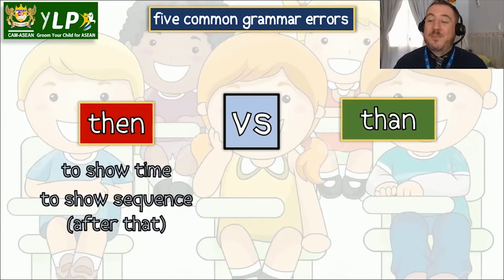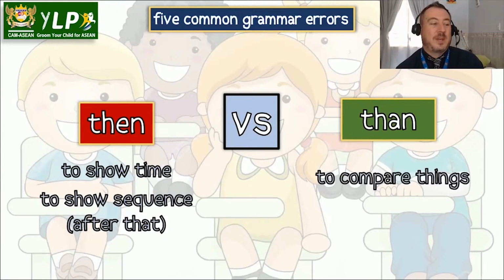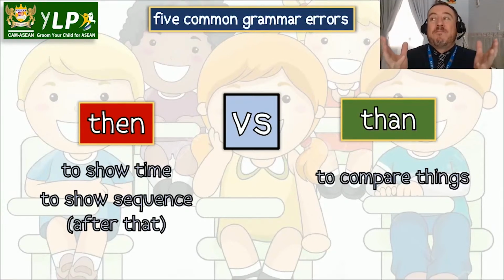And we've got the green one, which is than. Does anybody know what we use than for? Well, we use than to compare things. To compare means to look at usually two things and to talk about the difference between them. You might say that building is taller than my school. So we're comparing the building with the school. Taller than, shorter than, bigger than, smaller than. We use than when we compare things.